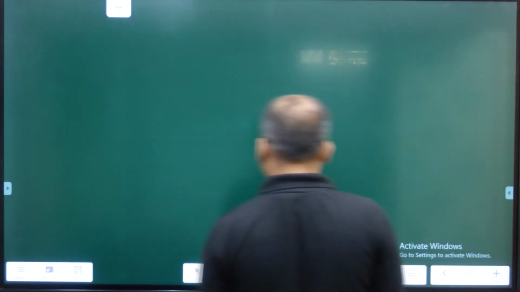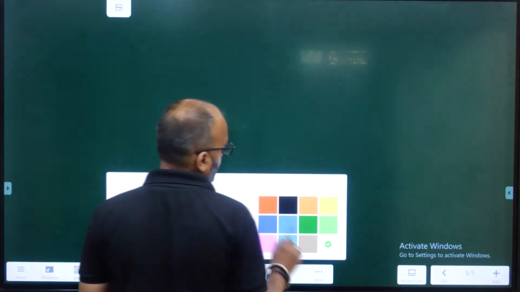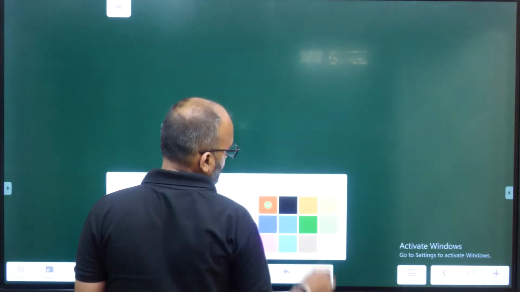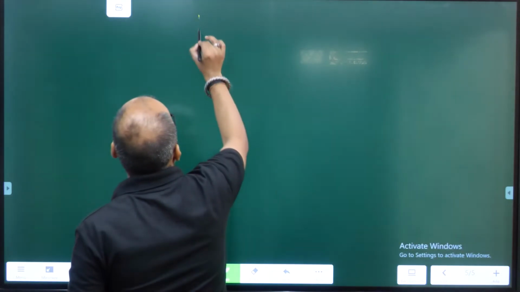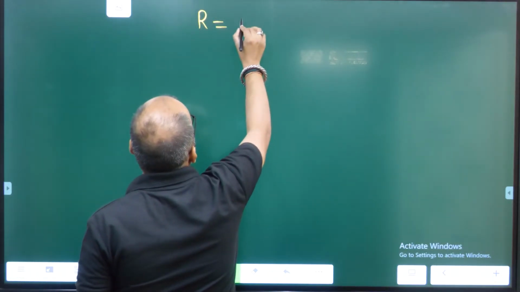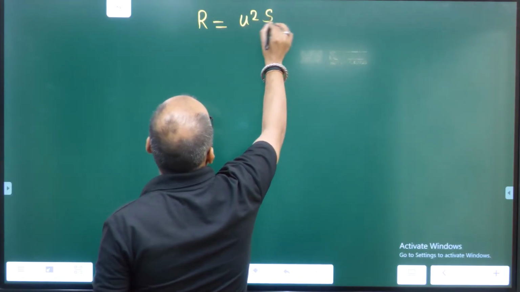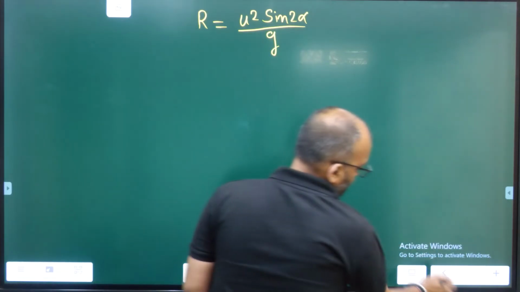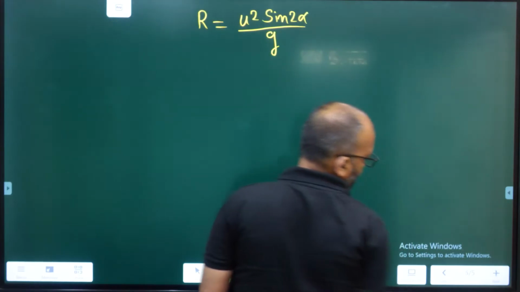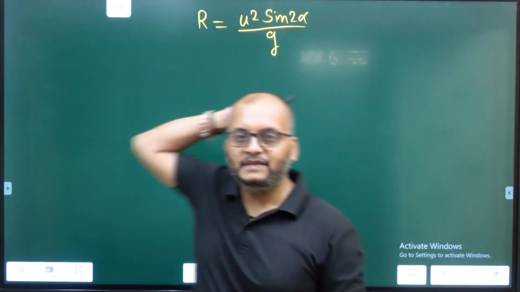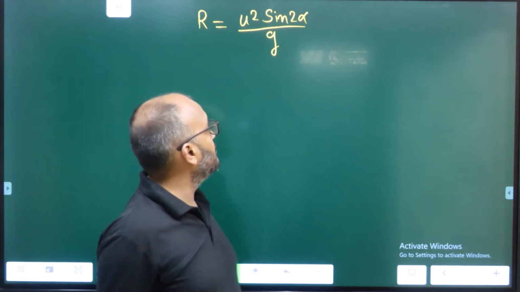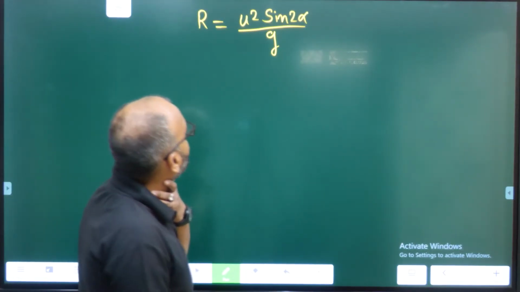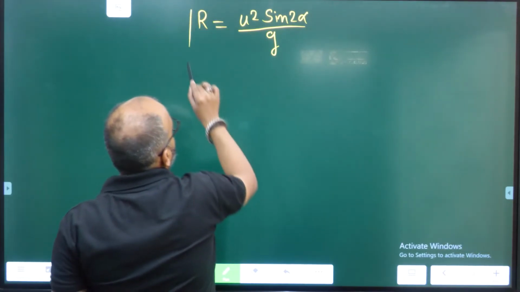Let's move on. Now a few important points regarding range. So what was the value of range? R is u square sin 2 alpha upon g, right? I never learnt these values. Even when I was in 11th, I never learnt physics because I can derive it. Anyway, so that's what range is.